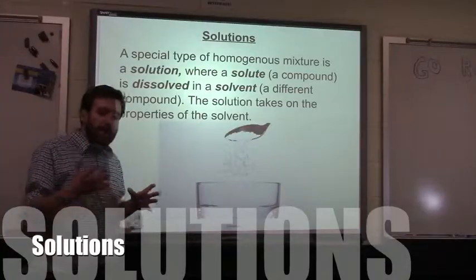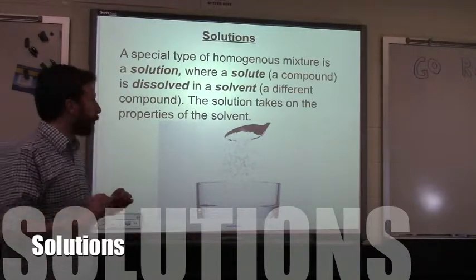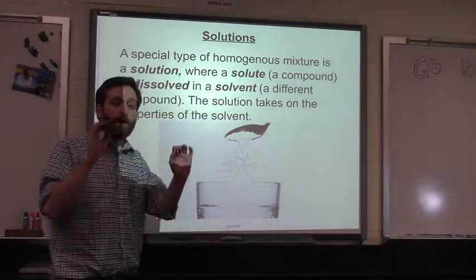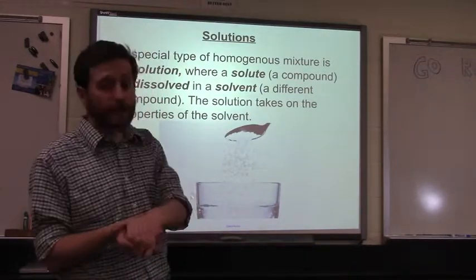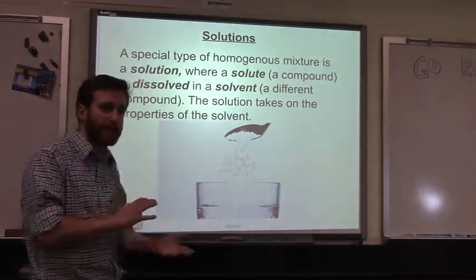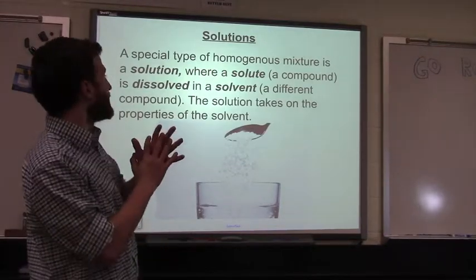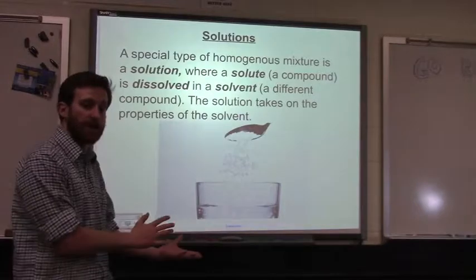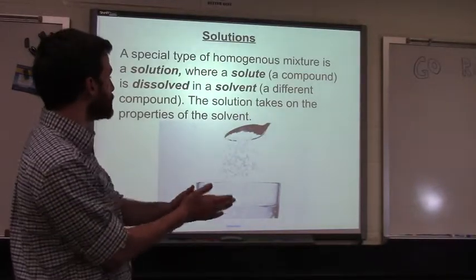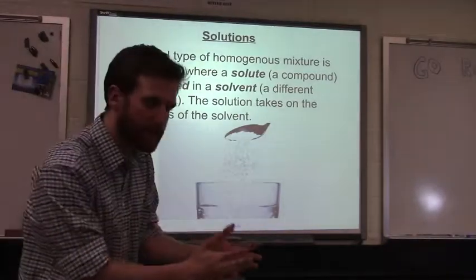So this is another very special type, very important to chemists type of mixture, and that's called a solution. So, a solution is a homogeneous mixture, it's even throughout, where you take a solute, some sort of compound, and you dissolve it in a solvent. So the solution will then take on the properties of the solvent.